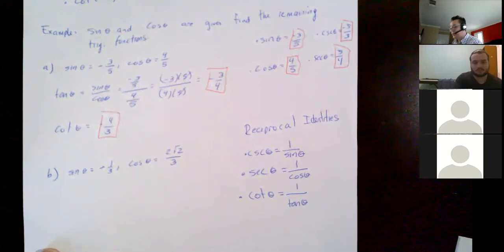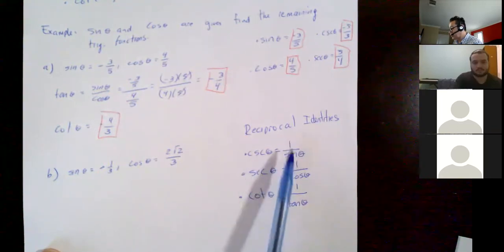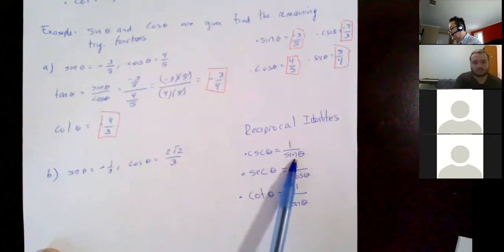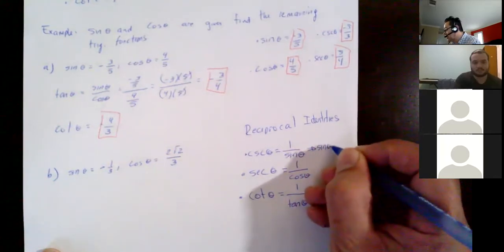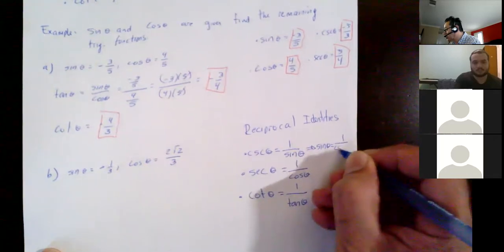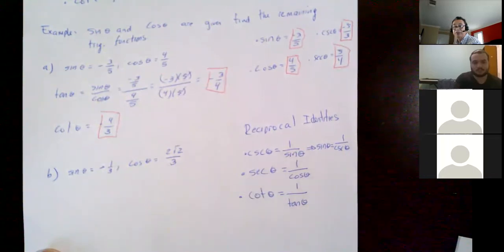Notice also that if you go back here to cosecant theta equals 1 over sine theta, this is the same as sine theta equals 1 over cosecant theta, okay? This also applies for the other two down here. So those are the reciprocal identities, by the way. I'm not sure if I wrote them down before, but please take a minute and write it down.